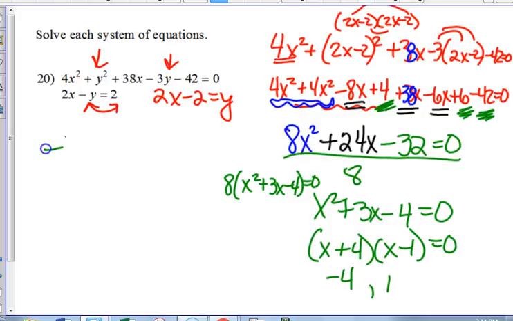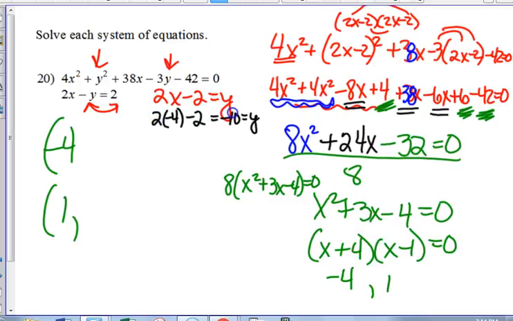Okay, so we have a negative 4 for an x or a 1 for an x. If I put a negative 4 in here, I get negative 10 for y. If I put a 1 in there, I indeed get a 0. All right, can (negative 4, 0) work? No, you can't mix and match the x's and the y's.